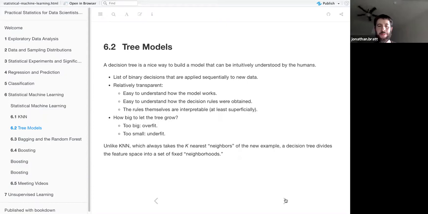So I like to think about a tree model in contrast to nearest neighbors. KNN always takes the K nearest neighbors of a new example. So if K is 10, then KNN will always take the 10 nearest neighbors. A decision tree, rather than always saying, look at your 10 nearest neighbors, divides the feature space into fixed neighborhoods. Those neighborhoods may be big or small, they may have more or fewer examples in them, but once you train your tree model, those neighborhoods are fixed. And so for new examples, you find what neighborhood they're in, and then you compare them to the neighbors in that neighborhood. So it's not just pick the neighbors by distance, it's pick the neighbors by neighborhood.